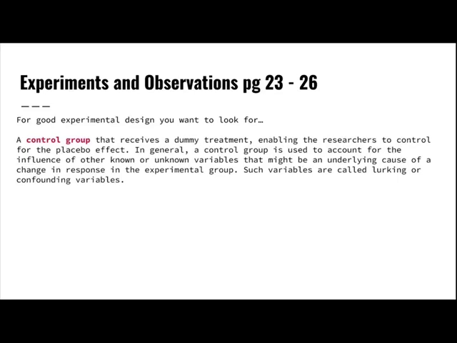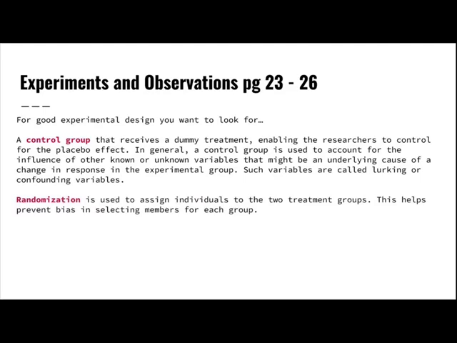For good experimental design, you want to look for a control group. A control group that receives a dummy treatment, enabling the researchers to control for the placebo effect. In general, a control group is used to account for the influence of other known or unknown variables that may be an underlying cause of a change in response in the experimental group. Such variables are called lurking or confounding variables.